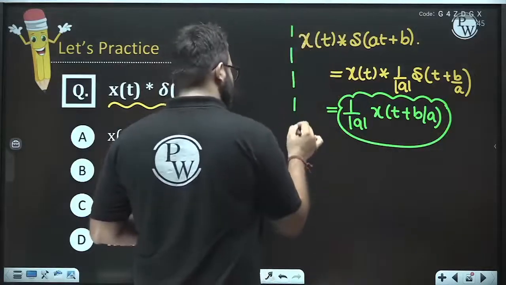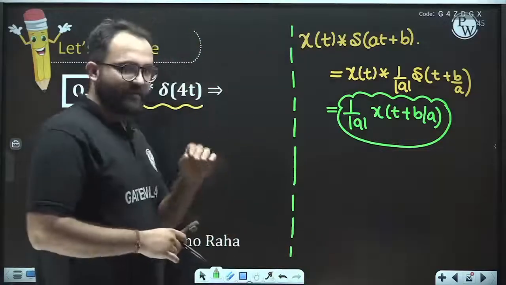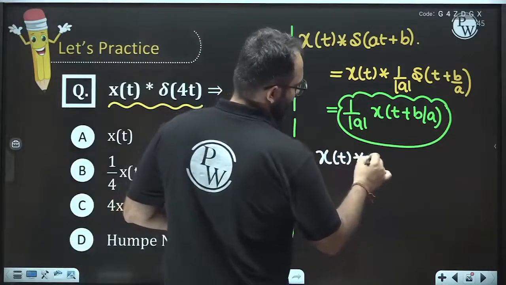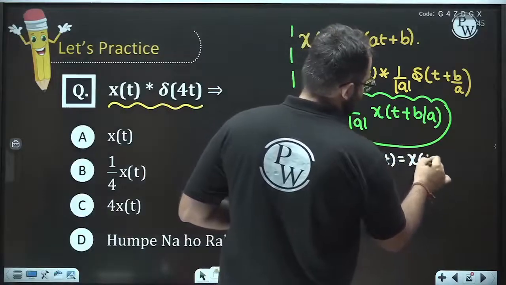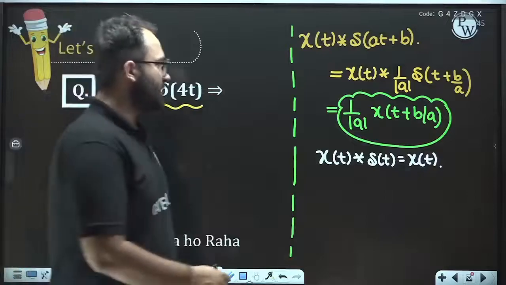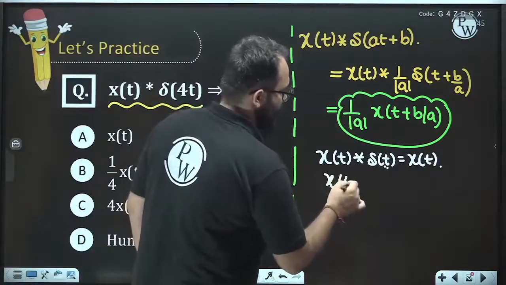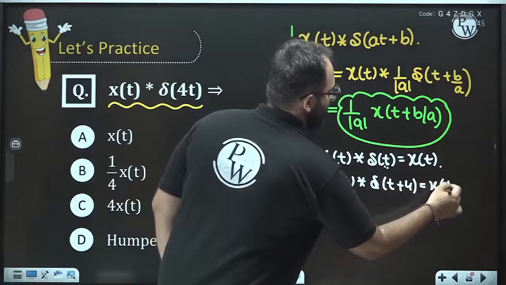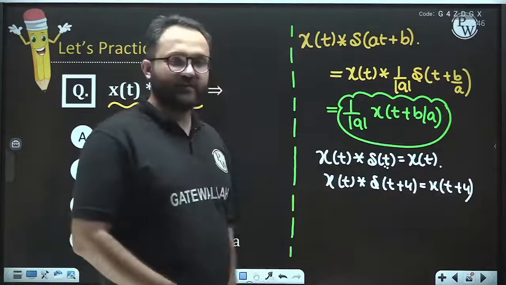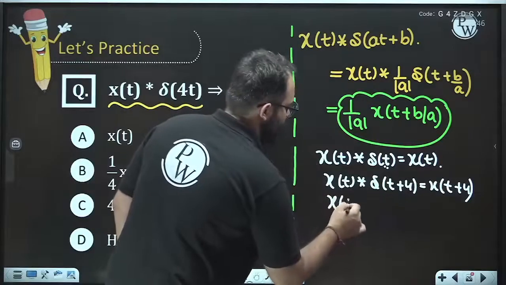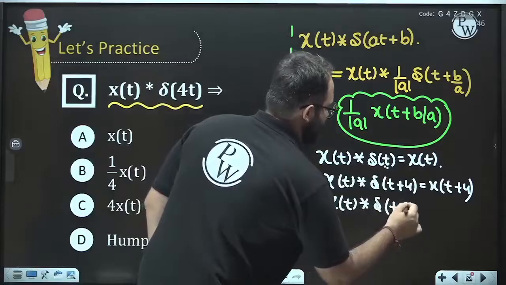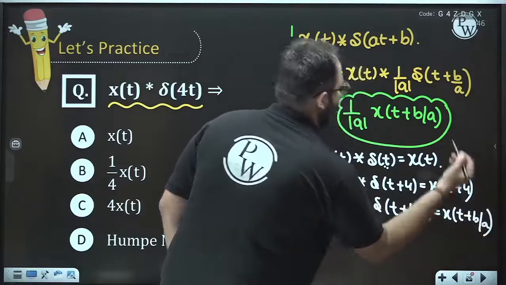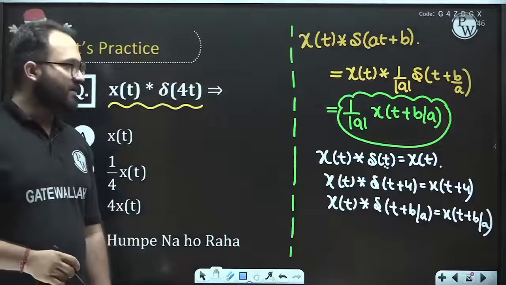So I hope all of you are able to understand this. Sir, how are you getting this? Let me explain one more time. We know that x(t) convolve delta(t) is equal to x(t). If we do the shifting in this term, for example t plus 4, then the result will also become t plus 4. If we do the shifting in this term, we'll get shifting in the result, the time shifting property. If we put t plus b by a, the result will also be x of t plus b by a. So I think all of you are able to understand this.